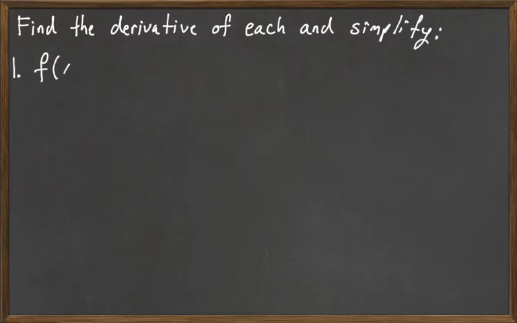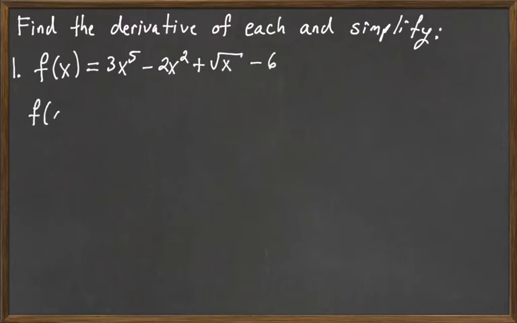So the first one we're going to look at is f of x is equal to 3x to the 5th minus 2x squared plus the square root of x minus 6. And we're going to go ahead and rewrite that square root user-friendly. So there shouldn't be the prime there. So let's go ahead and erase that. So we're not doing derivative just yet.